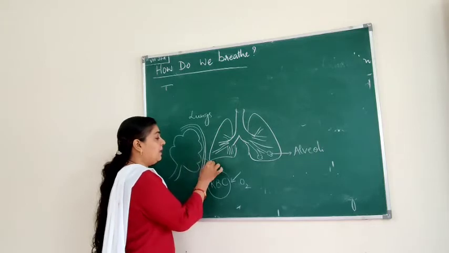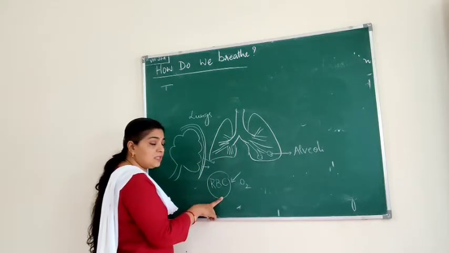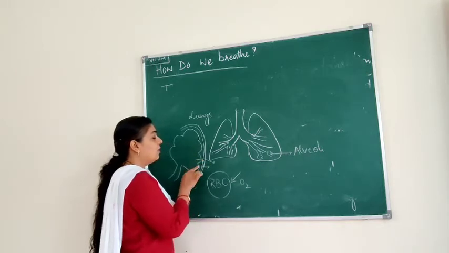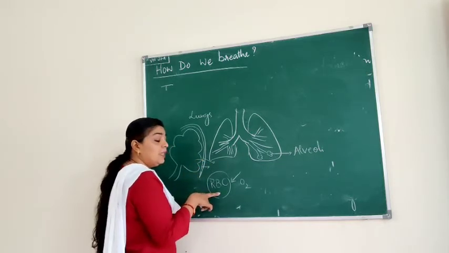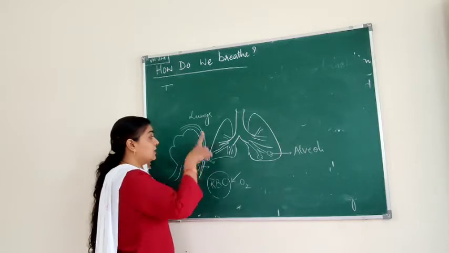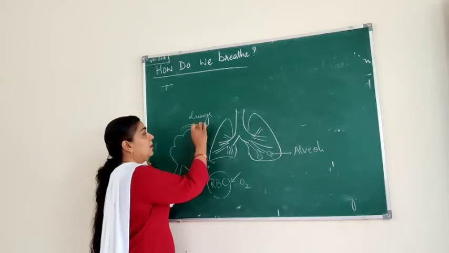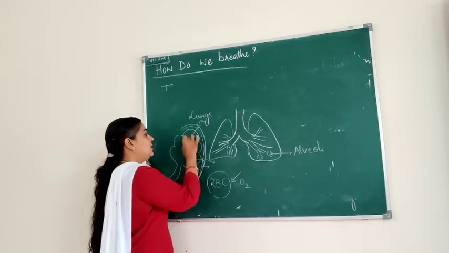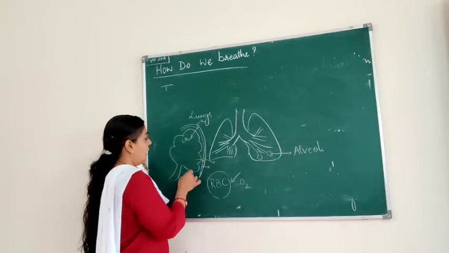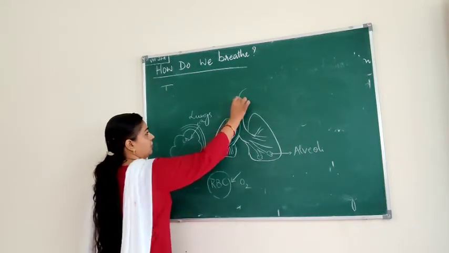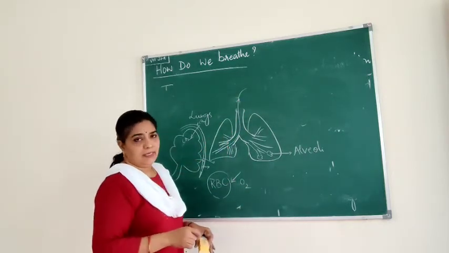So the blood capillaries carry the blood with RBC cells. When it comes here, the oxygen from the alveoli will move into the capillaries. The RBC cells will absorb oxygen, and the carbon dioxide that the RBC has taken from our body will diffuse inside the lungs, and it will be carried and given off. This is how we exchange the gases.